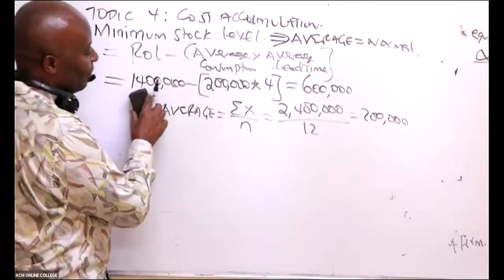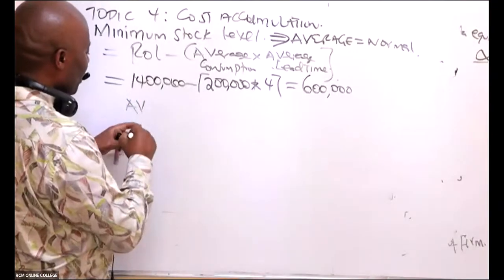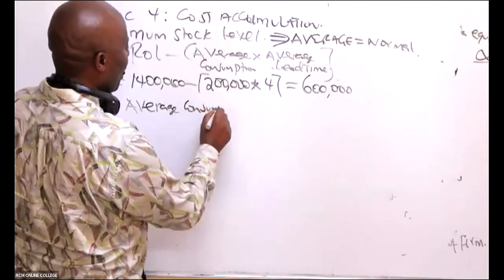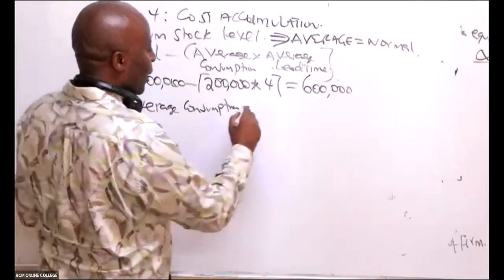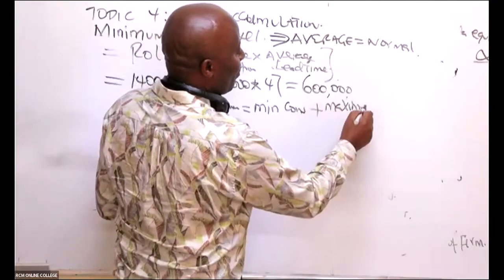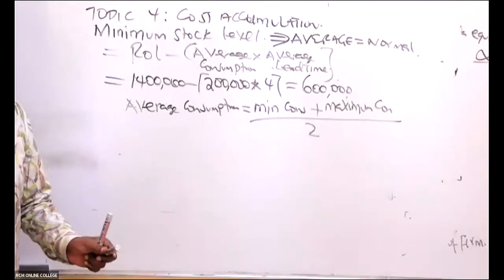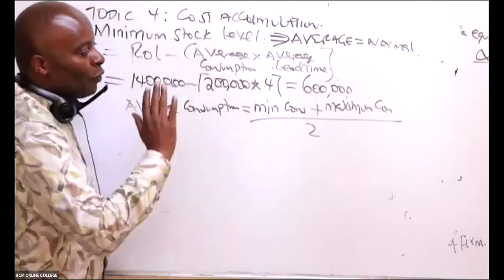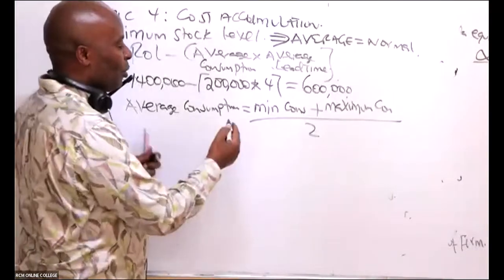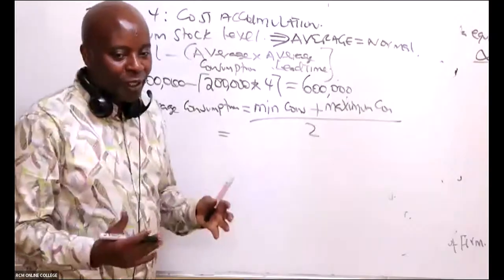You'll get another method where the examiner will say that the average consumption equals the minimum consumption plus the maximum consumption, divided by 2. They'll end up giving us different answers, but either of them, the examiner will give you full marks. So you choose, even do 2 of them. What is the problem? You have all the time in MA. MA is not like financial reporting.